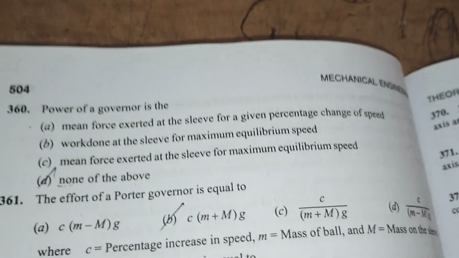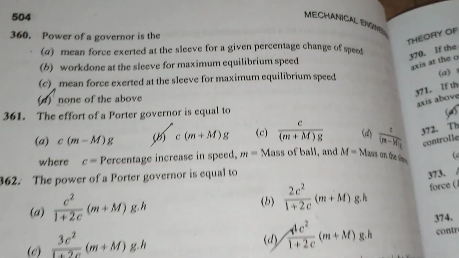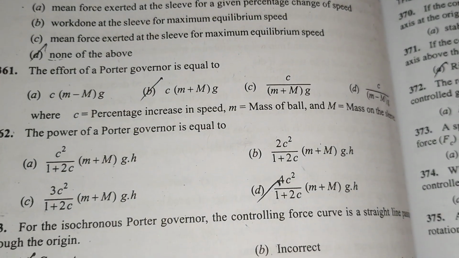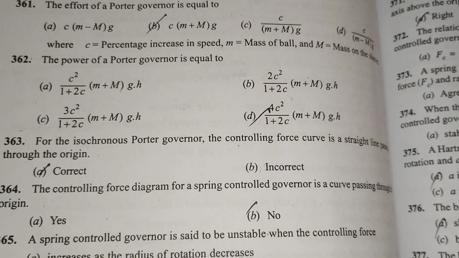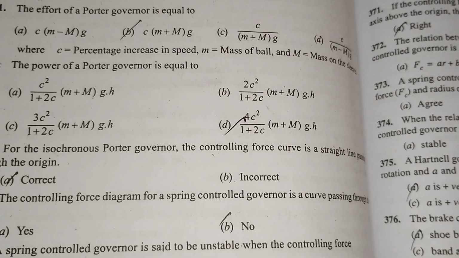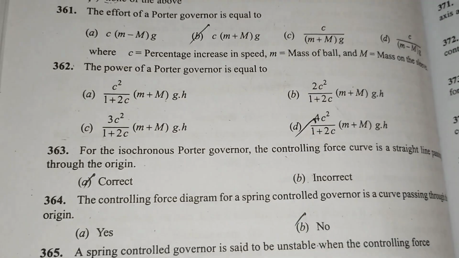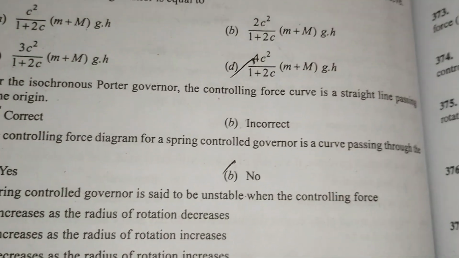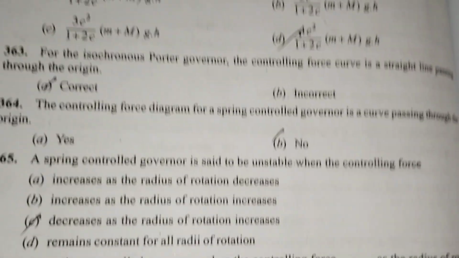Power of a governor is none of the above. The effort of Porter governor is equal to c of (m plus M) into g. The power of Porter governor is equal to 4c square by (1 plus 2c) (m plus M) into g h. For the isochronous Porter governor, the controlling force curve is a straight line passing through the origin; this is correct. The controlling force diagram for a spring controlled governor is a curve passing through the origin; this is the no.